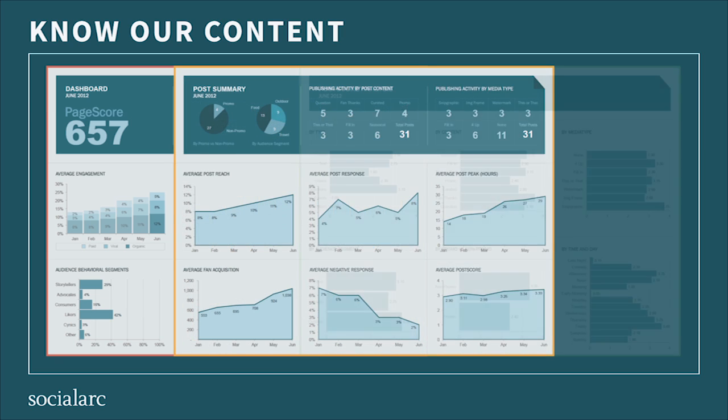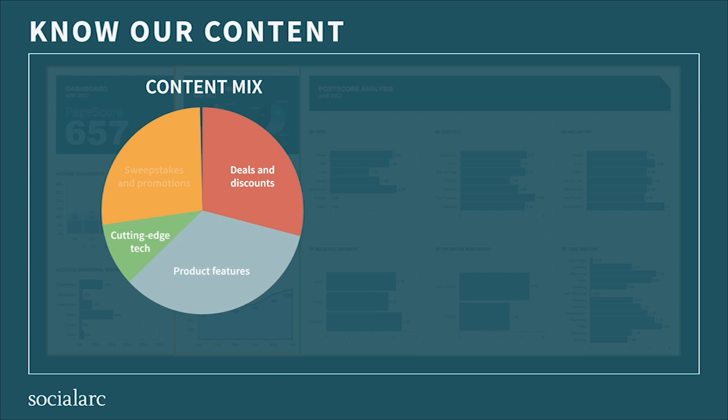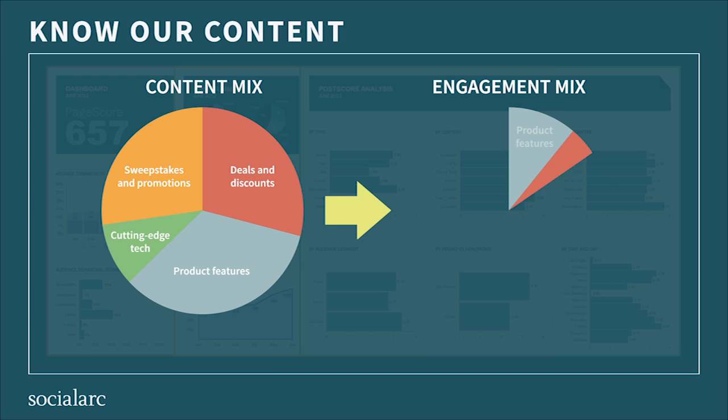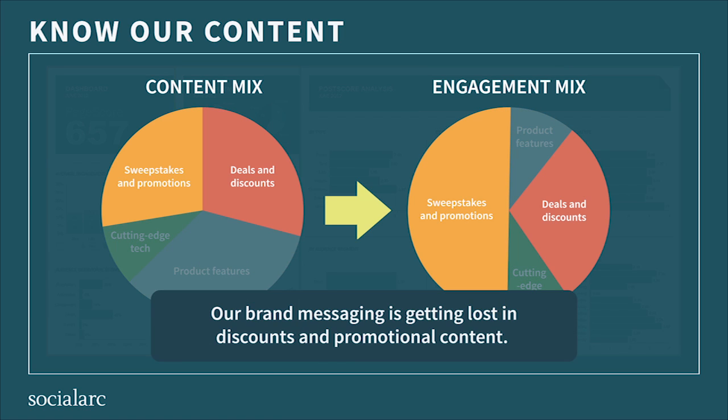First, we need to start with knowing our content by looking at our content mix and, more importantly, how my audience is engaging with that content. In our example, from an engagement standpoint, we can see that our brand messaging is getting lost in discounts and promotional content. We want to be talking about our product, and we're allocating a good part of our content mix to features and benefits, but that's not the content that our audience cares about.